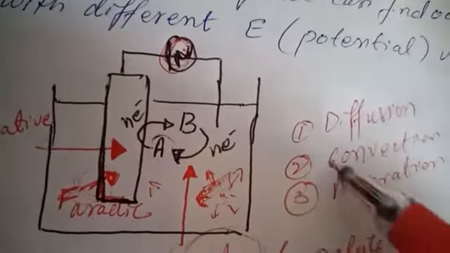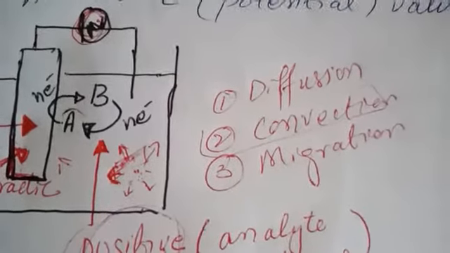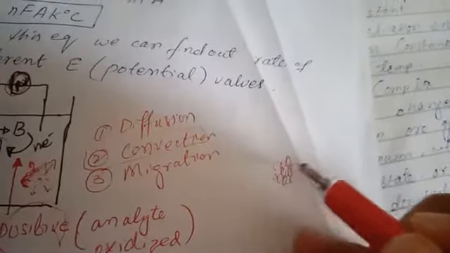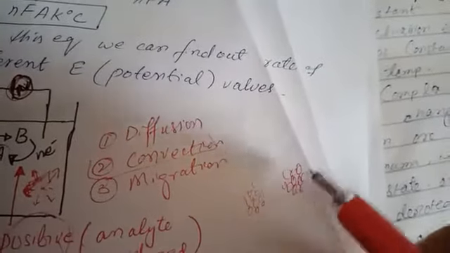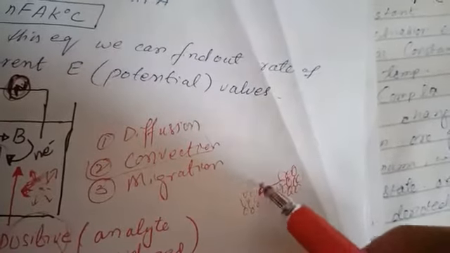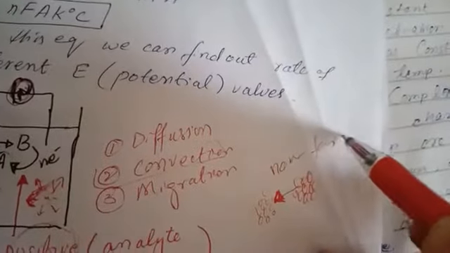The other is convection. Convection is density gradient mass transfer. Due to the difference in the density of different parts of the solution, the difference in the density of the analyte in the electrolyte leads to the flow of current from higher density to lower density regions. This current is also known as non-faradaic current.